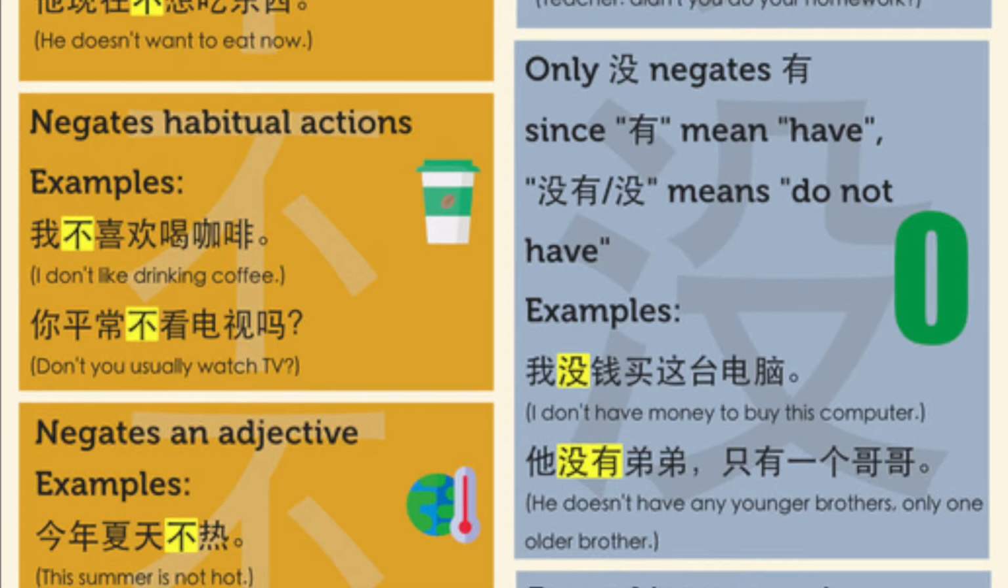In sentences involving the character 有, which means have, 没 can also be used to negate that character and form a compound word for do not have, making the meaning of the sentence the opposite. The character 没 on its own can also have the same meaning, which is do not have something. For example, 我没钱买这台电脑. I don't have money to buy this computer. 他没有弟弟，只有一个哥哥. He doesn't have any younger brothers, only one older brother.